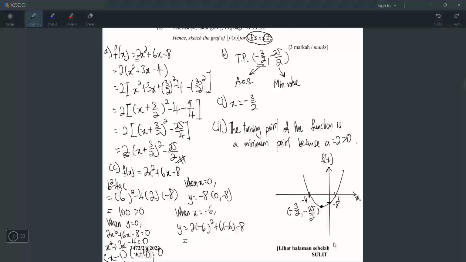2 bracket -6 close bracket square. Wait, I'm pressing plus 6 bracket -6 close bracket minus 8. Okay, the calculator gave me 28. So we all know the starting point is -6, 28. So -6, I think it's a bit around here maybe. So let's make the graph go like this.